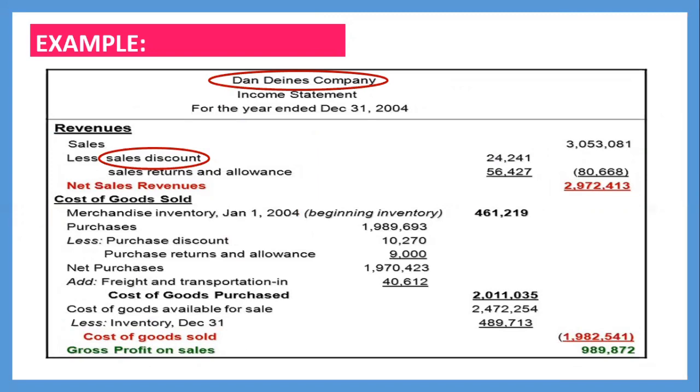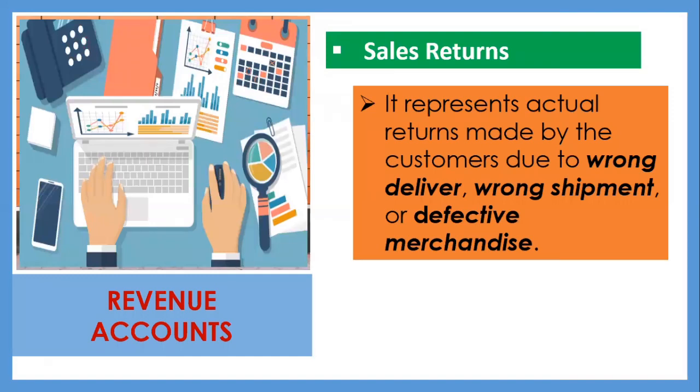If we say sales returns, it represents actual returns made by the customers due to wrong delivery, wrong shipment, or defective merchandise. Again, we cannot deny the fact that this is very evident nowadays. Companies are not perfect. They are able to send their customers at times wrong shipment, wrong product, or maybe defective merchandise. So if this happens, how will it appear in our income statement?